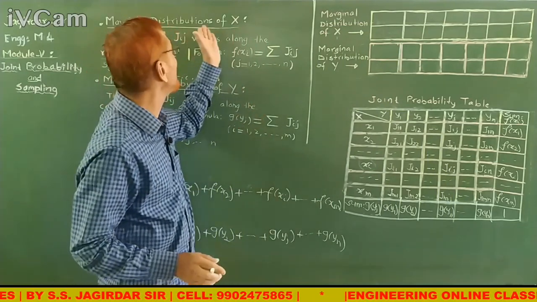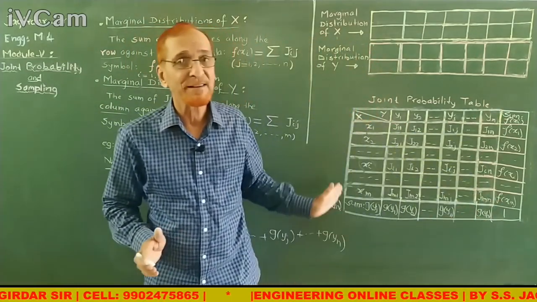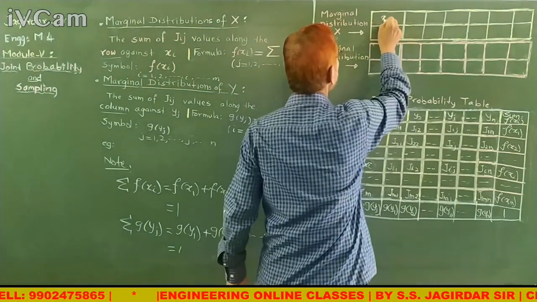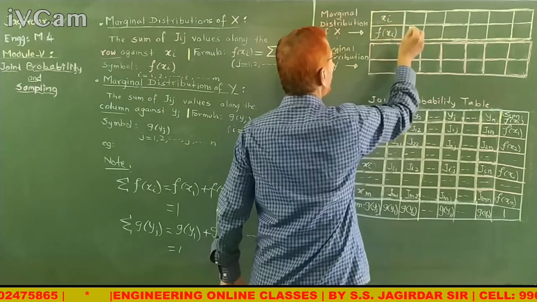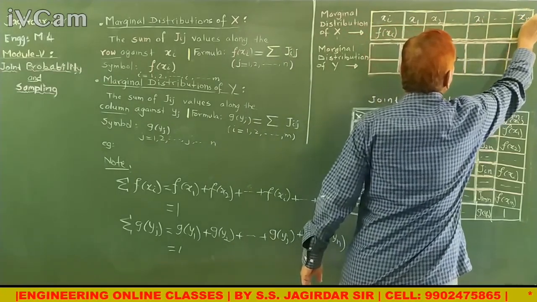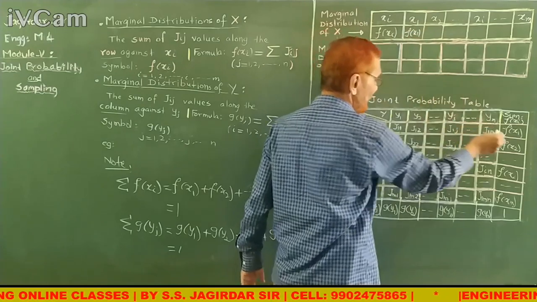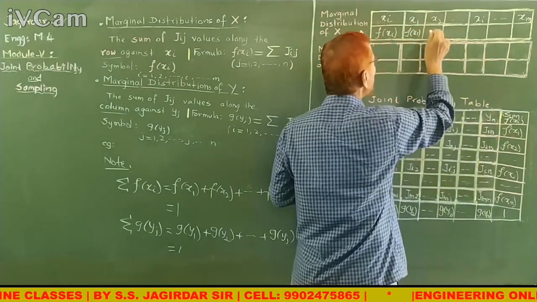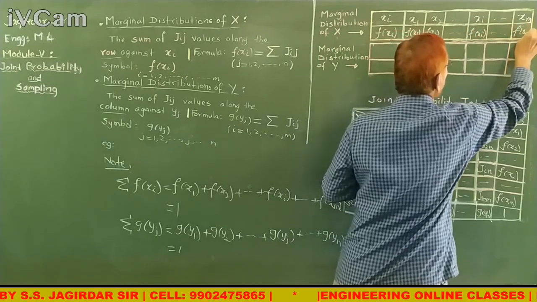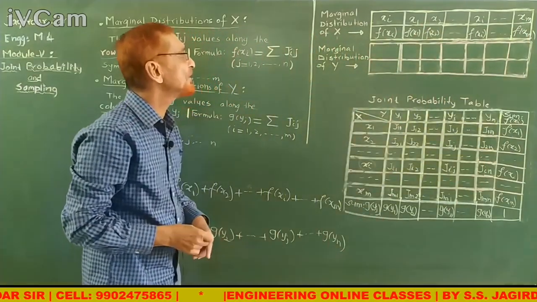So these are called the marginal distributions of x and y, because these values in the table are created in the margin. Therefore the name margin has come. These we can separately record. The marginal distribution of x is x i, f x i, where x1, x2 are the values of random variable x, and their probabilities are f x1 for x1, f x2 for x2, and this way f x i, and the last value is f x m. So these two we can establish as a table which is called the marginal distribution of x table.